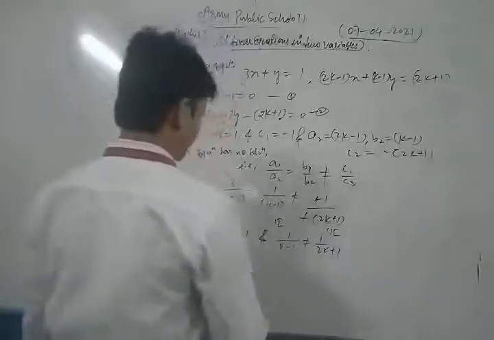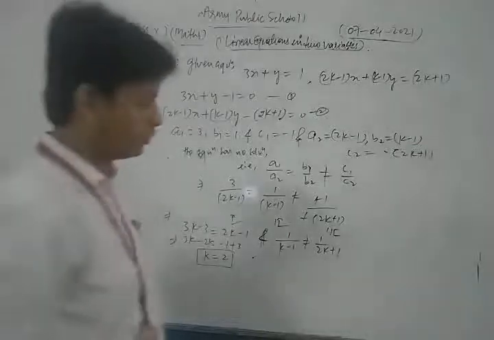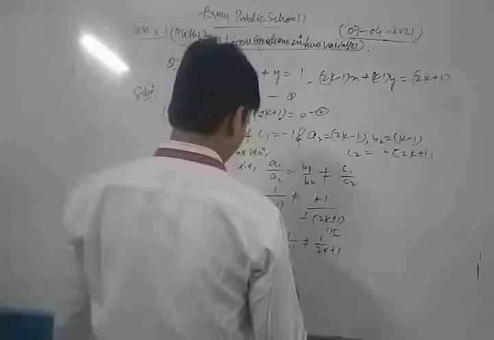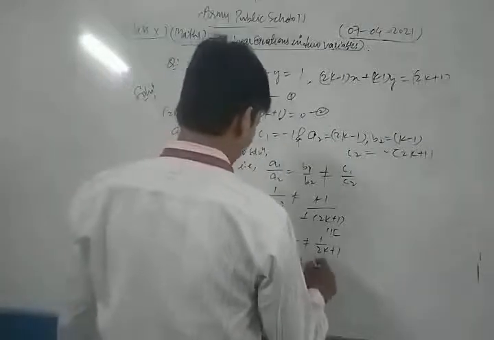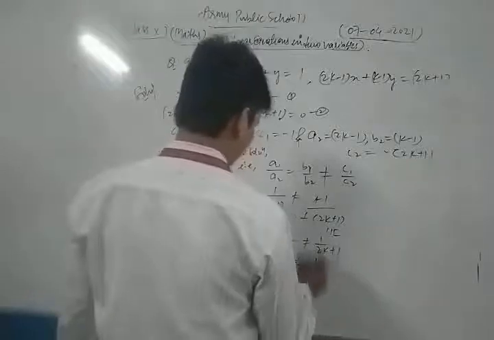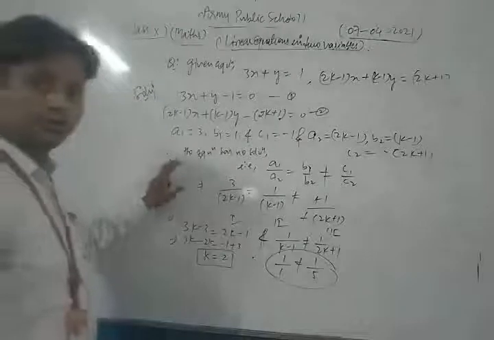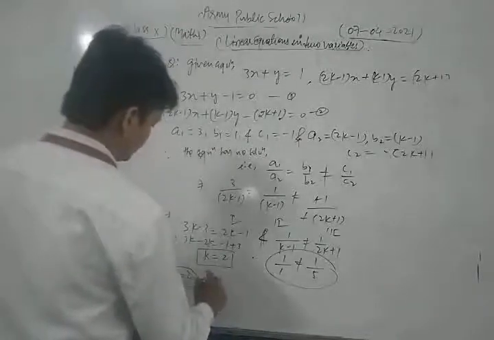Now if we put k equal to 2, then 1 upon 2 minus 1, that is 1, is not equal to 1 upon 2 times 2 plus 1, which is 1 upon 5. Thus the given system of equations has no solution if k is equal to 2. And this is your solution.